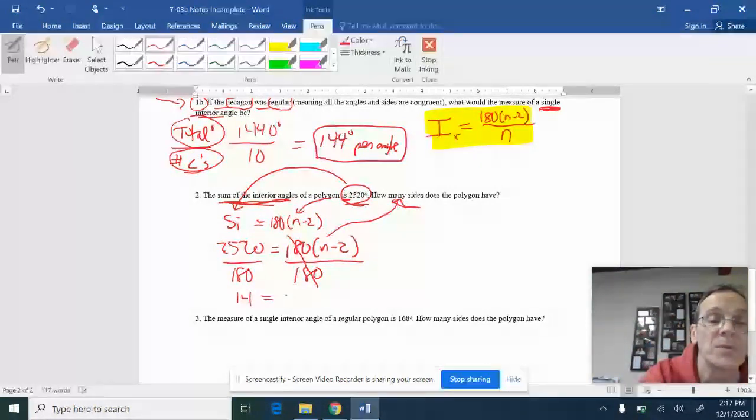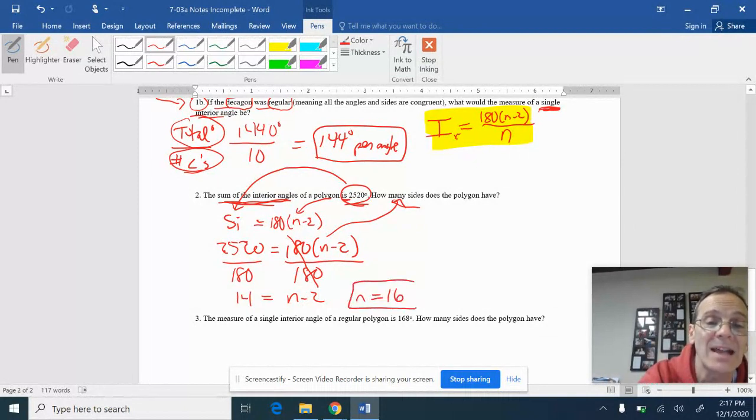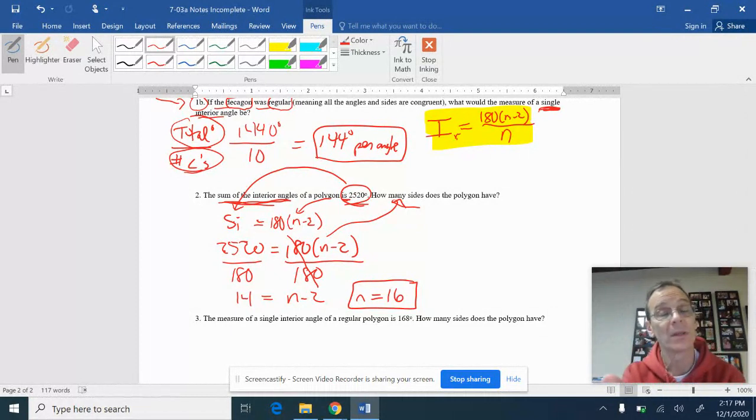14 is equal to n minus 2. And now there's one thing left to do. Add 2 to both sides. 16 sides in the polygon. Okay? There are problems like this on the homework.